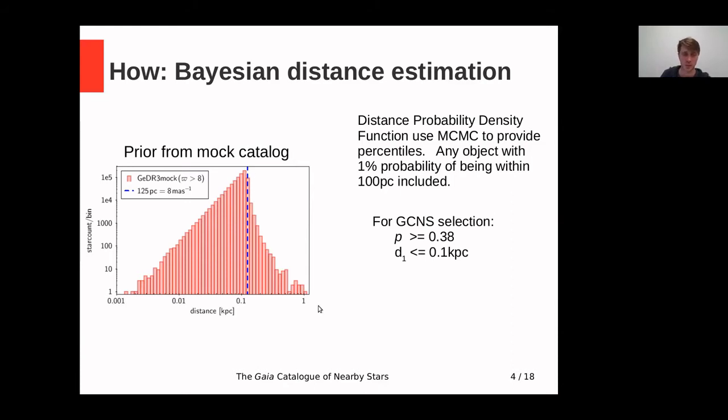Once we have this prior, and we use a very simple prior that is the same in all directions of the sky, we fold that prior, we convolve it with the measurement, with the likelihood function, and this generates for each source the posterior density function of the distances. And any source that has at least a 1% probability of being inside of 100 parsecs is included in our Gaia Catalogue of Nearby Stars, which amounts to around 330,000 sources.